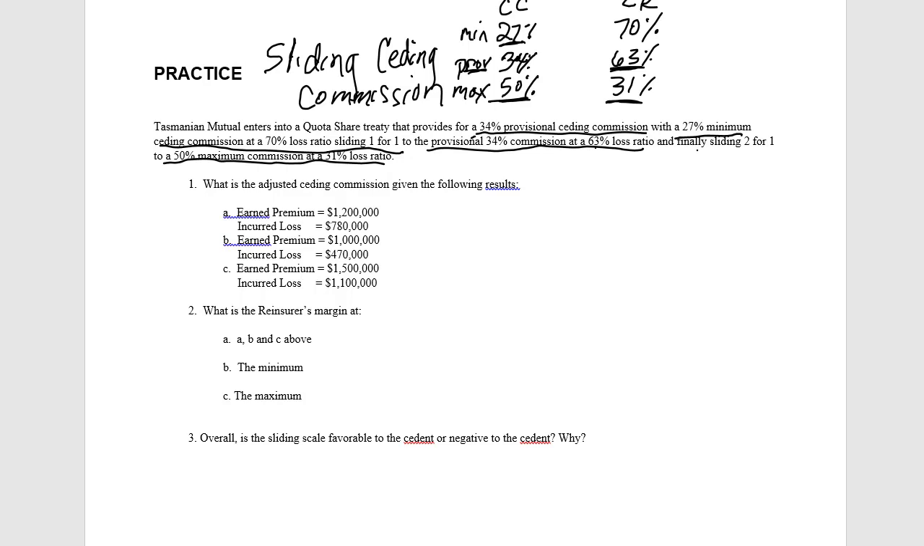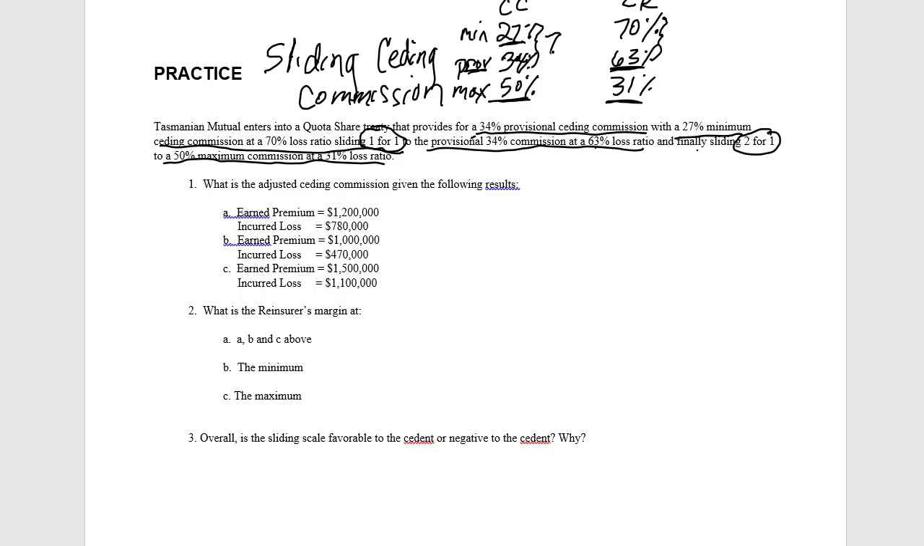In this particular problem, you are actually given the slide, a 1-for-1 slide to the minimum ceding commission and a 2-for-1 slide to the maximum ceding commission. But in the actual reinsurance problems that you're going to have to do for homework, you'll have to calculate the slide. So I'm going to show you how to calculate it. The way you do this is to look at the difference between the loss ratio and the ceding commission above and below the provisional. So in this case, the provisional is a difference of 34 minus 27, which is 7.